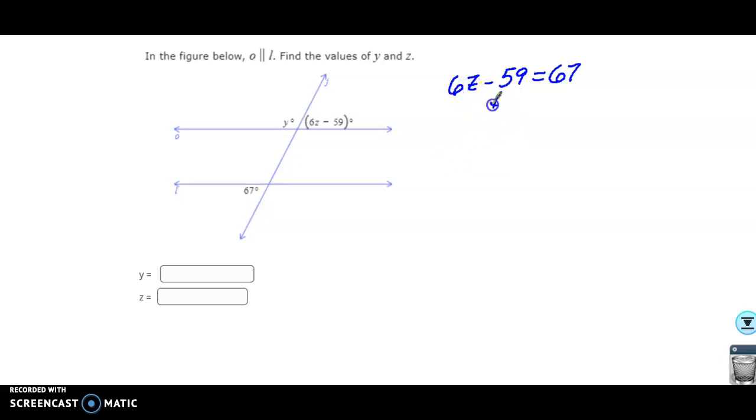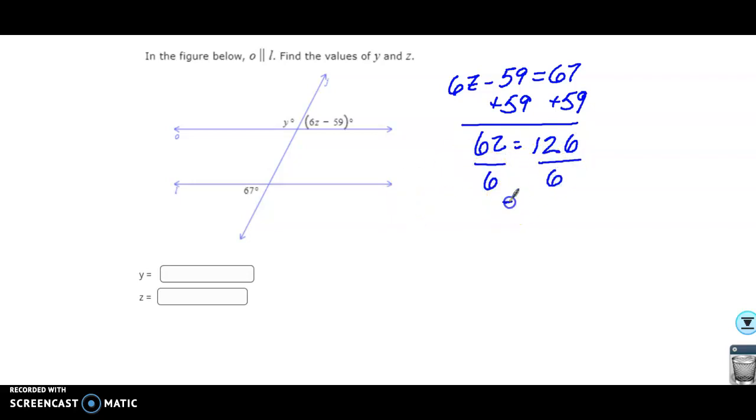Okay. Add 59 to both sides. And I get 6Z equals, add those together, 126. Then divide both sides by 6, and we find that Z is equal to 21. So Z is 21. How much is Y though?